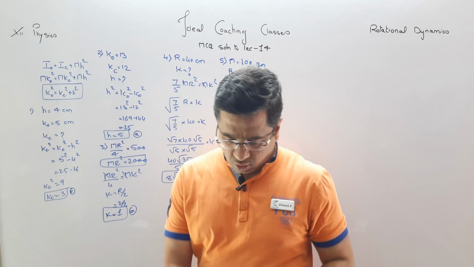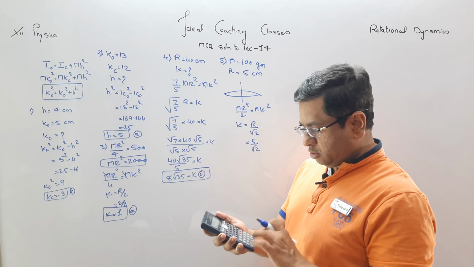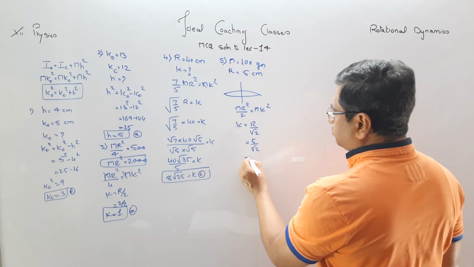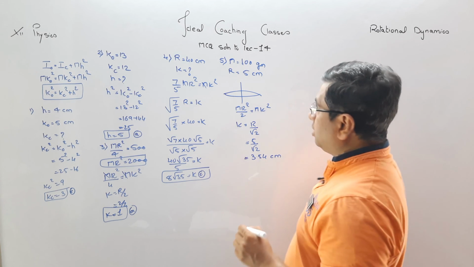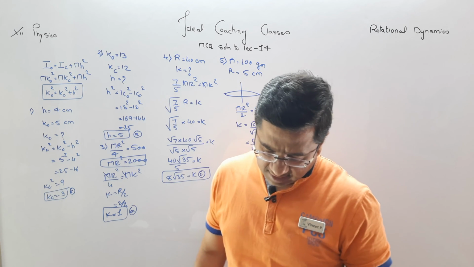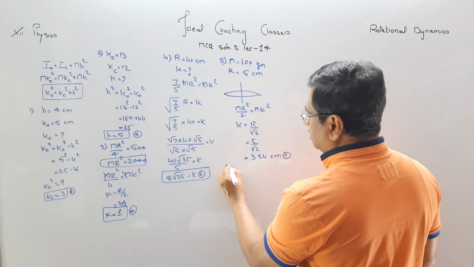5 upon root 2, उन्होंने value के terms में दिया है, so 5 upon root 2 is 3.6 या 3.54. Okay, 3.54 centimeter. यहां भी mass की आवश्यकता नहीं है. The answer is C, third option.